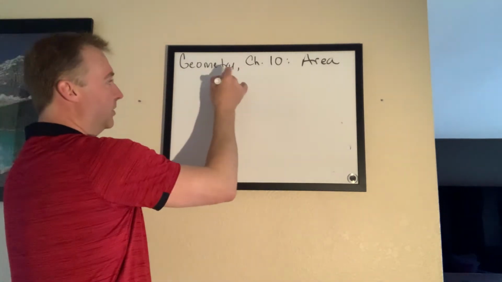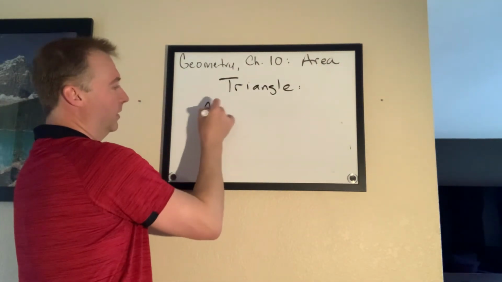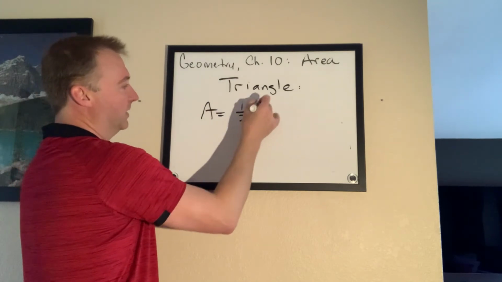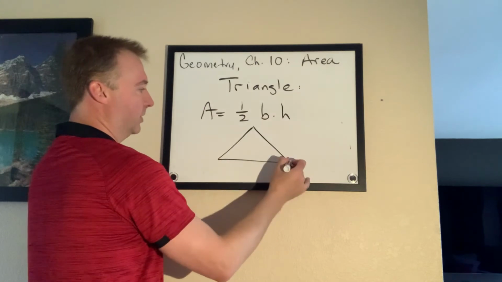Okay, you should know this, of course. Area equals 1/2 base times height. Why is that? Well, take any triangle you can draw.